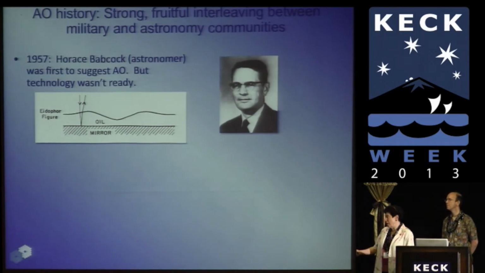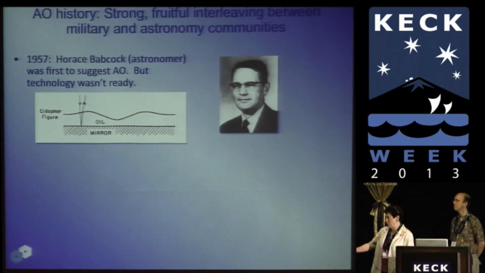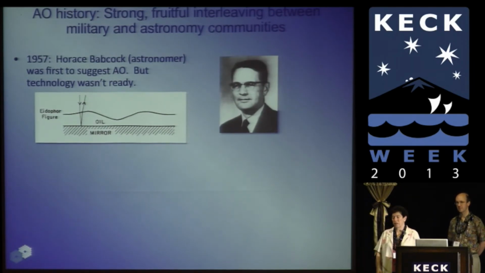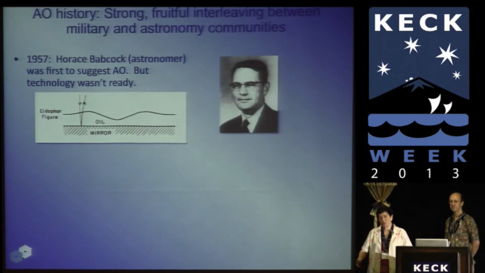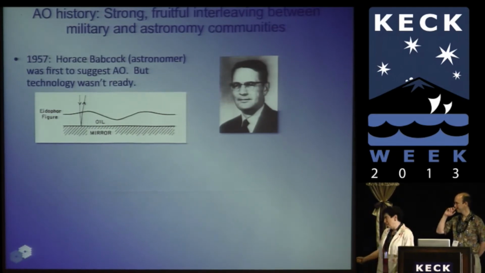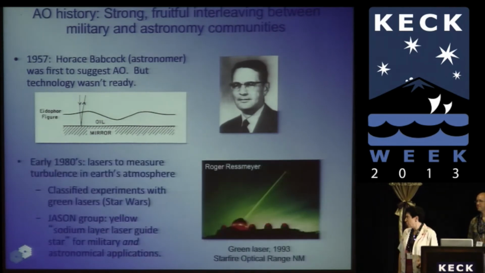So it was suggested by an astronomer, Horace Babcock, in 1957. His ideas were all fine. The problem was the technology wasn't ready. For example, his deformable mirror was a flat piece of glass with an oil layer, and the thickness of the oil layer was to be varied by electrostatic forces. And that just wasn't going to work. And now we have much better technology.